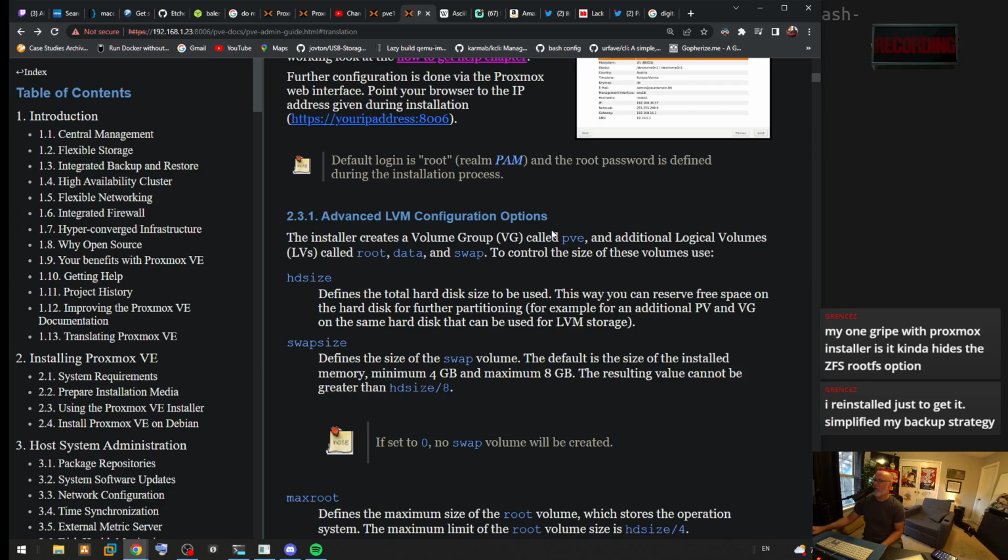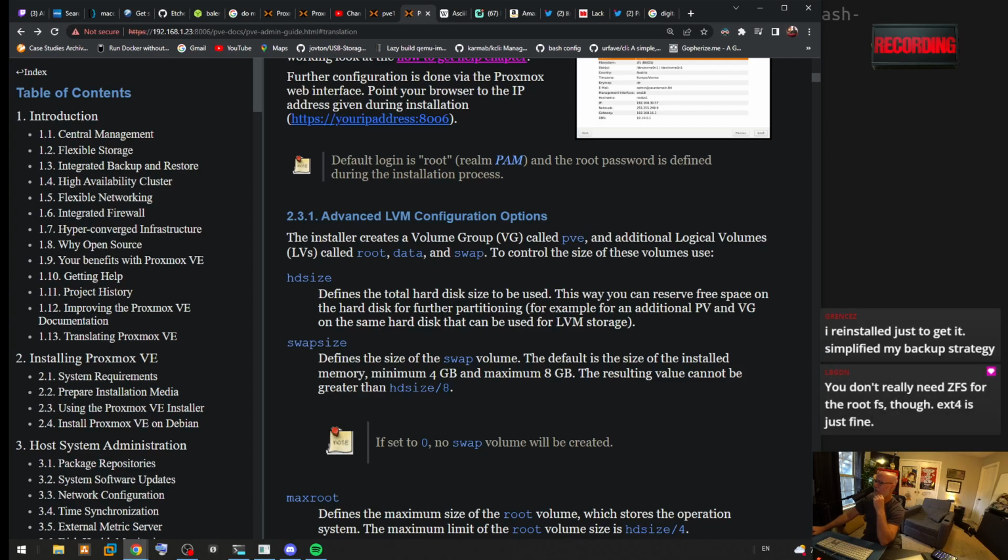The installer creates a volume group called PVE and additional logical volumes called root and so on. Use hdsize. How can you even type these in? Hdsize defines the total hard drive size to be used. This way you can reserve free space on the hard drive for further partitioning, for example, for an additional PV and VG on the same disk, which can be used for LVM storage. Interesting. I would never want to do that though.